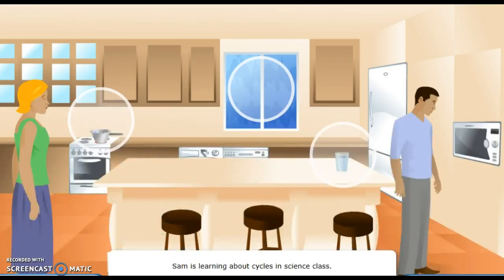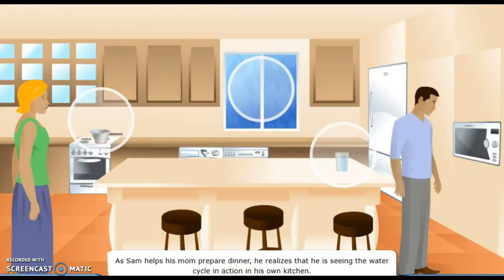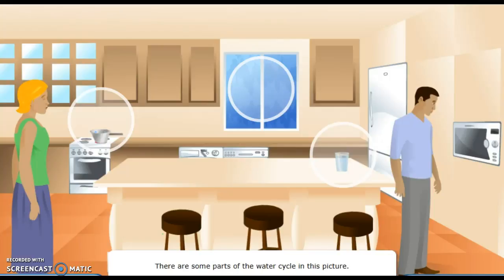Sam is learning about cycles in science class. Today, his teacher introduced the water cycle. As Sam helps his mom prepare dinner, he realizes that he is seeing the water cycle in action in his own kitchen. There are some parts of the water cycle in this picture.